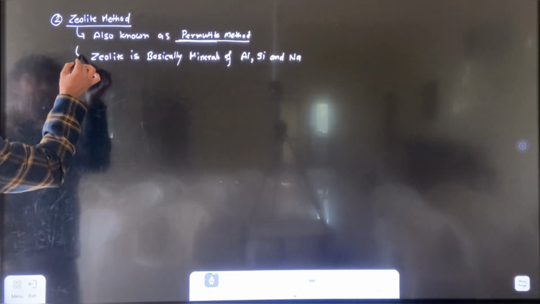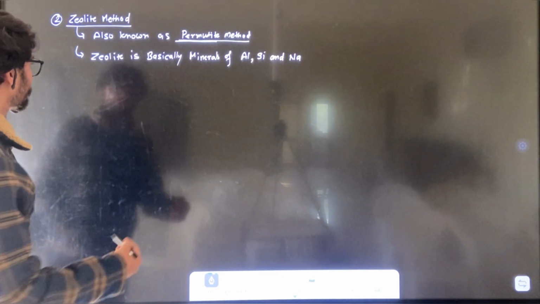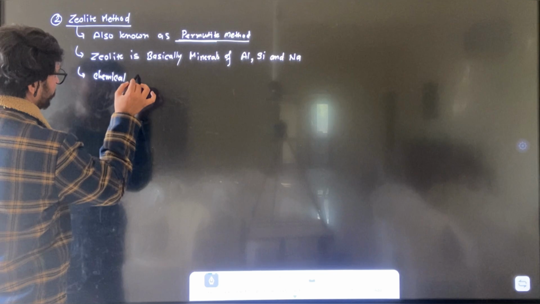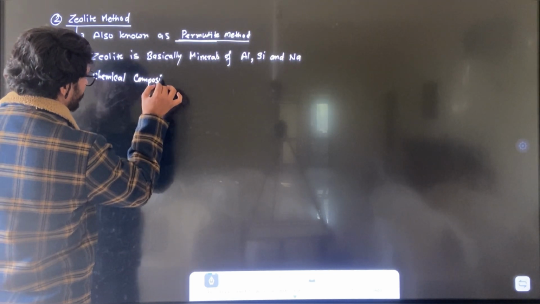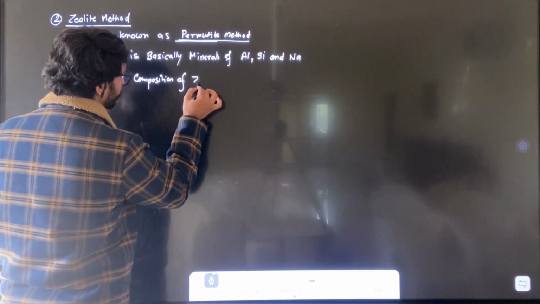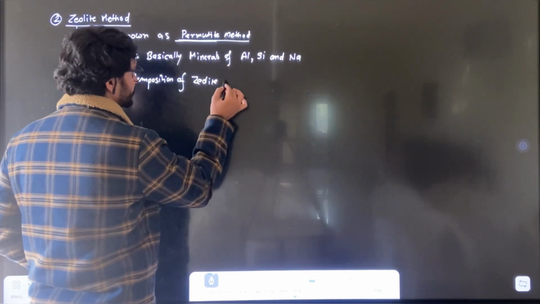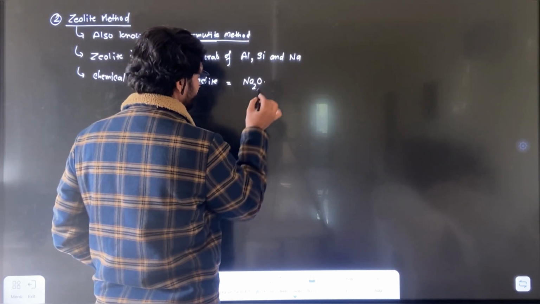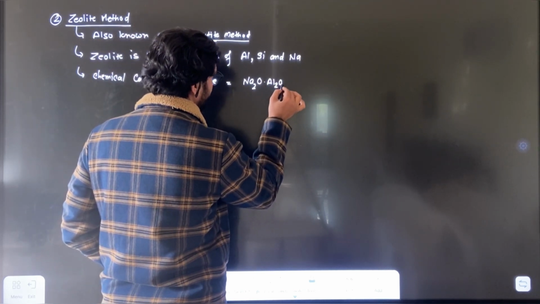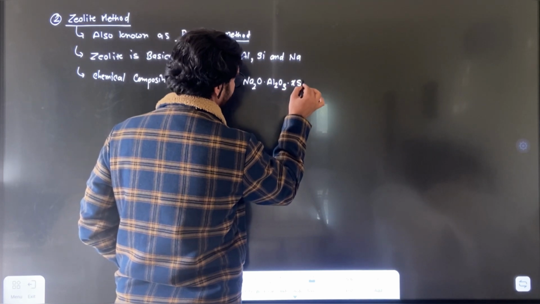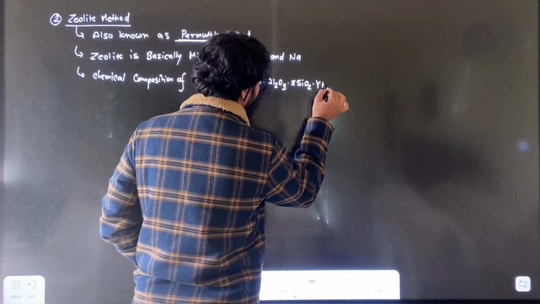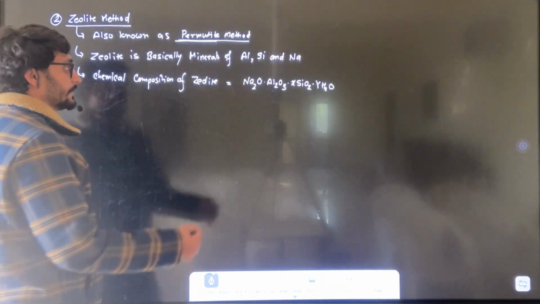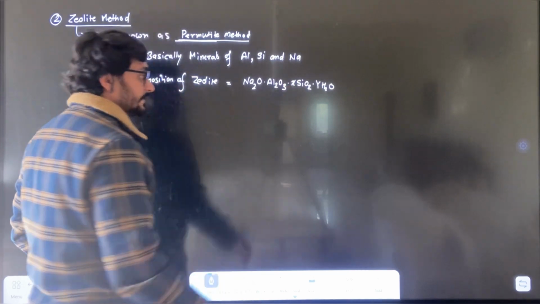All right. So what is the chemical composition of zeolite? The chemical composition of zeolite is basically Na2O, sodium oxide, Al2O3 dot X SiO2 dot Y H2O. So this is basically the chemical composition of zeolite: sodium oxide, alumina and silicates, right?